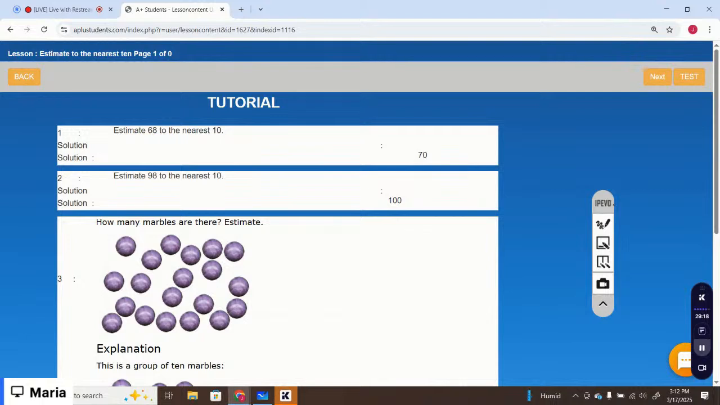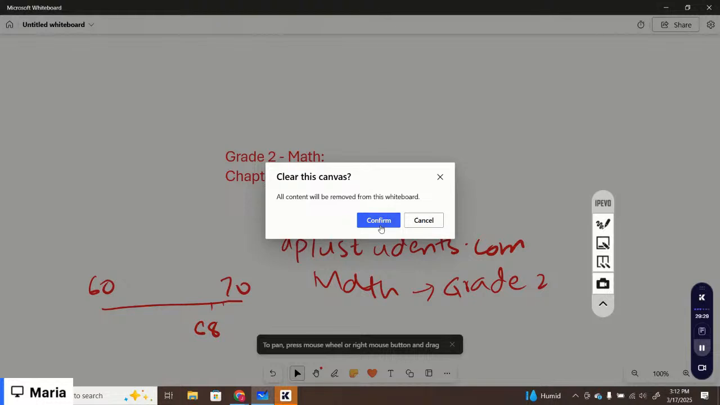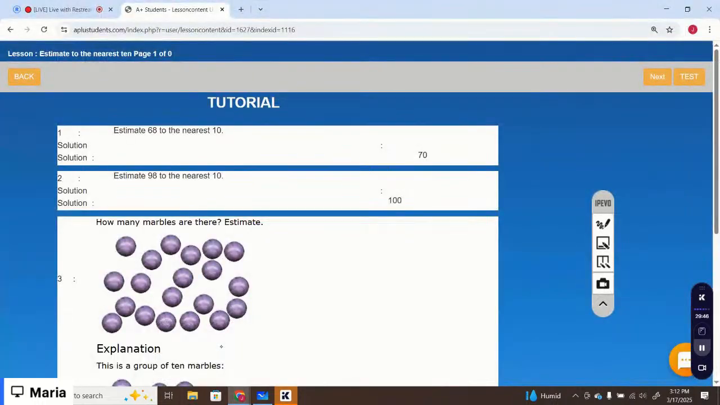Estimate 98 to the nearest 10. So you need to estimate 98. Again, 98 is between two tens. Which two tens? 90 and 100. Here you have 90 and here you have 100. 98 is only one number away from 100. So that is going to be rounded off to 100, right?